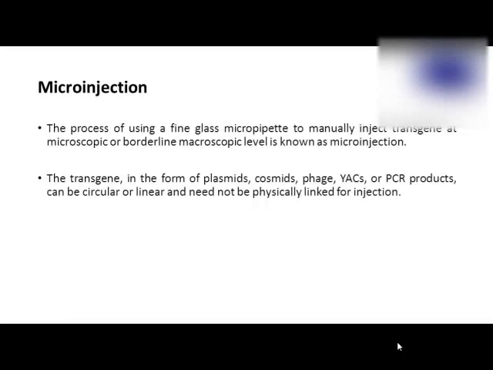Firstly, we will discuss our definition. The process of using a fine glass micropipette to manually inject transgene at microscopic or borderline macroscopic level is known as microinjection. The transgene in the form of plasmids, cosmids, phage, YACs, or PCR products can be circular or linear and need not be physically linked for injection.